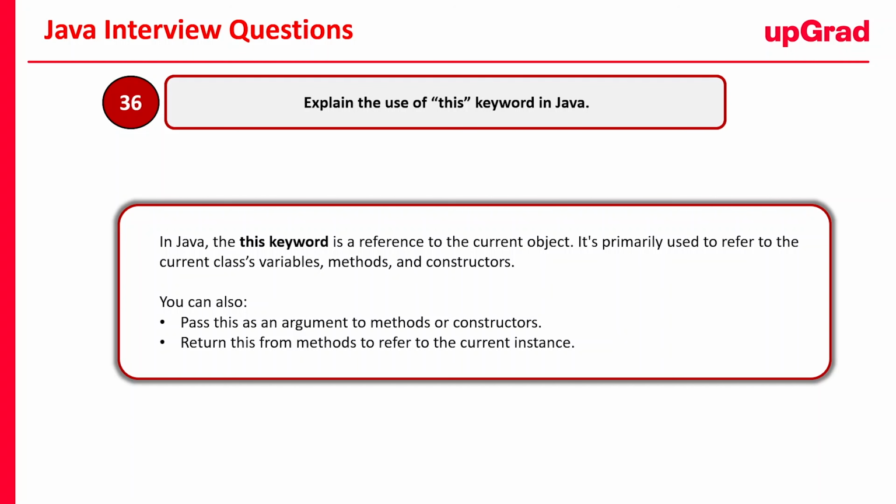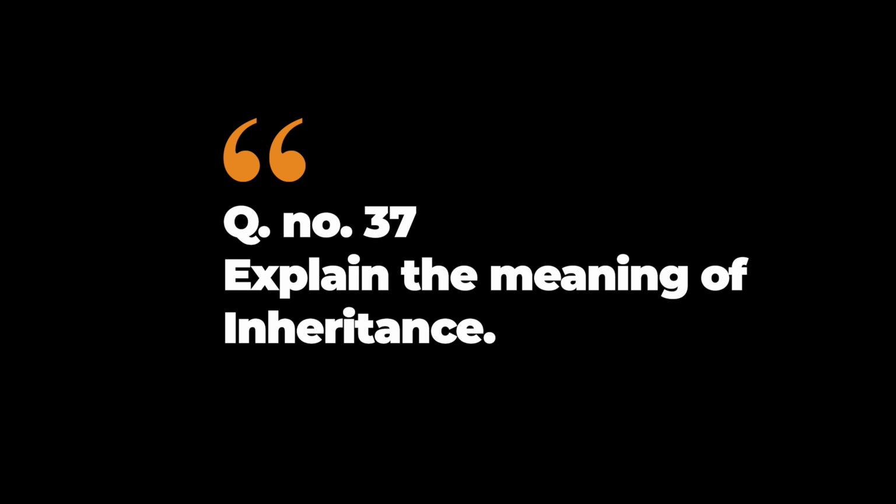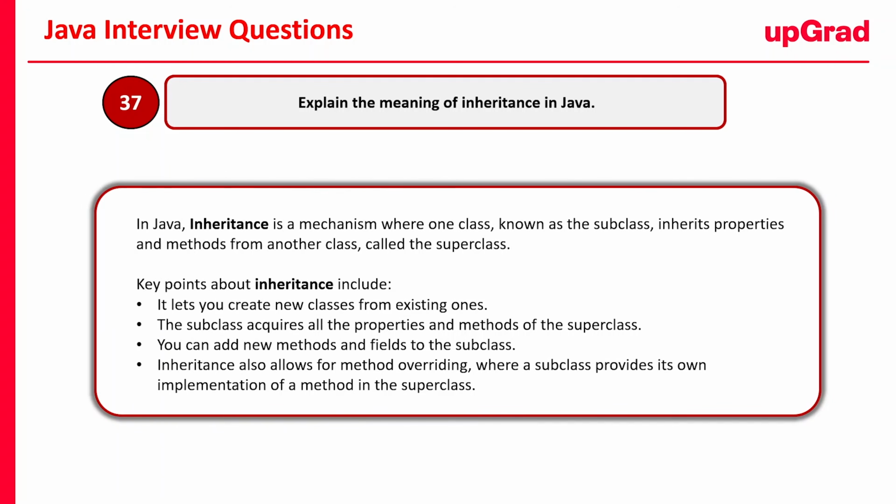Now let's move on to question number 37, which is, explain the meaning of inheritance in Java. So when you're asked about inheritance in Java, the interviewer is checking your understanding of one of the core OOP principles. So here's how you can explain it. So in Java, inheritance is a mechanism where one class, known as the subclass, inherits properties and methods from another class, called the superclass.